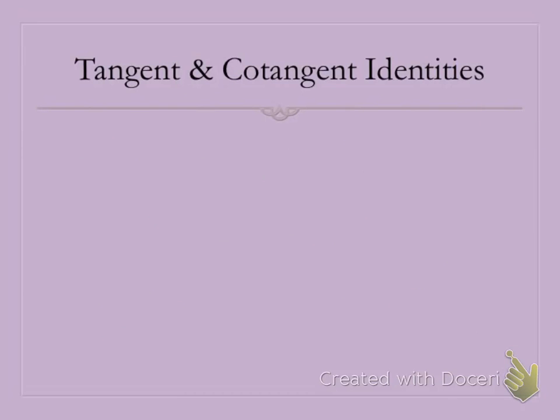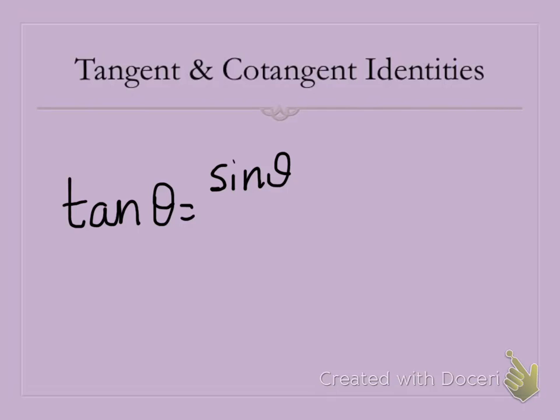Second type of identity is called the tangent and the cotangent identities. And again, we've already talked about one of these a little bit when we were talking about the unit circle where r equals 1. And so then sine is just our y, cosine is just our x. And that then leads us to the fact that tangent is the same as sine over cosine.